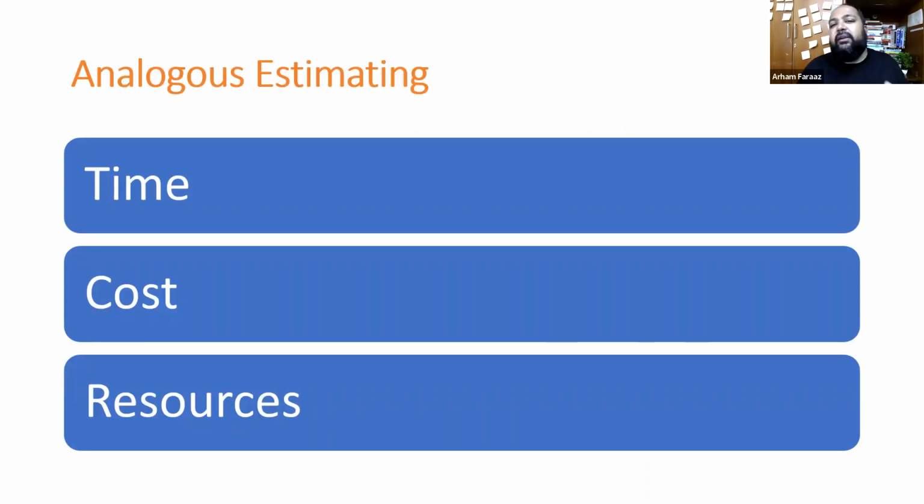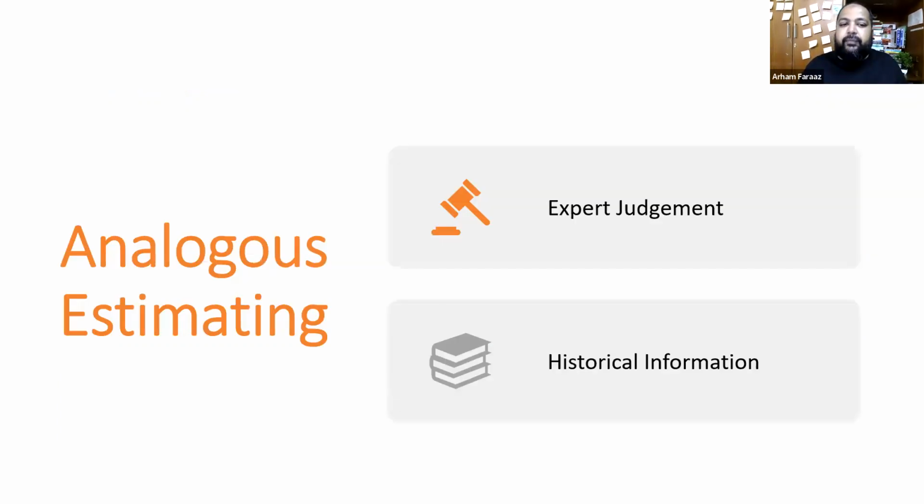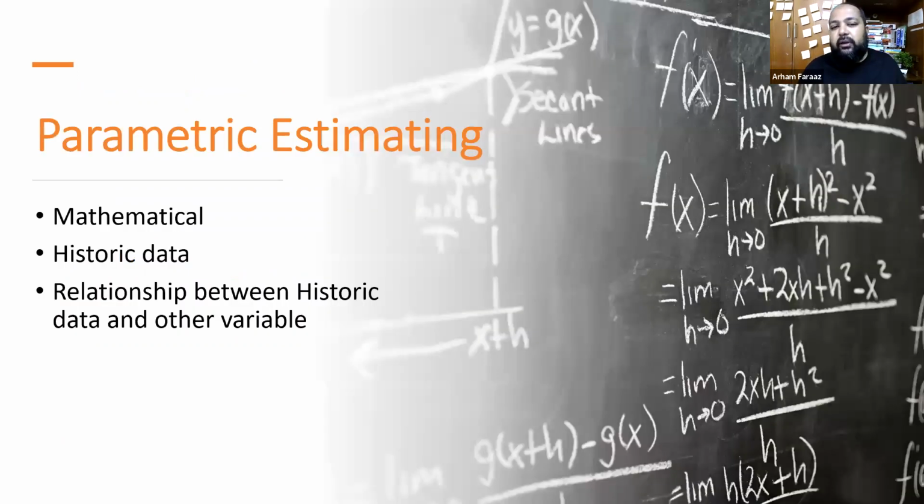Analogous estimating is estimating done based on historical information. One-point estimate is just for the expert judgment and historical. Analogous is more of the historical information for time, cost, and resources. So all of these have got the estimating to be done. You can do it based on the old projects, you give the estimation over here. So analogous estimation also has got the expert judgment and the historical information.